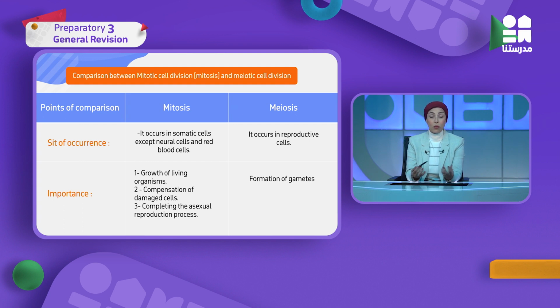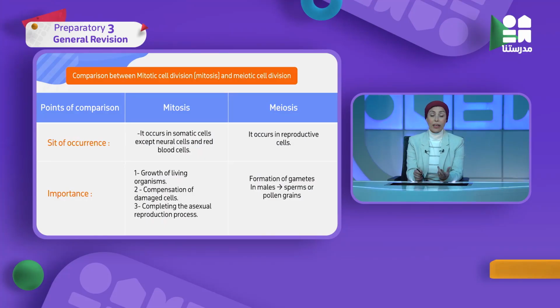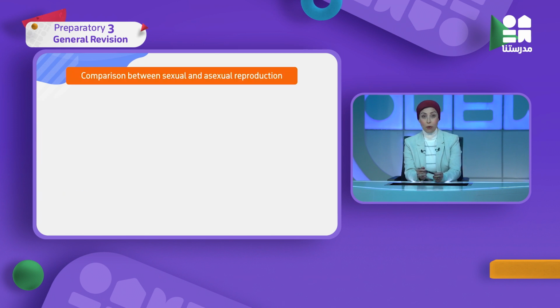Let's memorize together what the gametes are. We have male gametes and female gametes. The male gametes in humans or animals are called sperms, and in plants are pollen grains. What about the female gametes? Either in humans, animals or plants, all of them are ova. This is the first type of comparison.